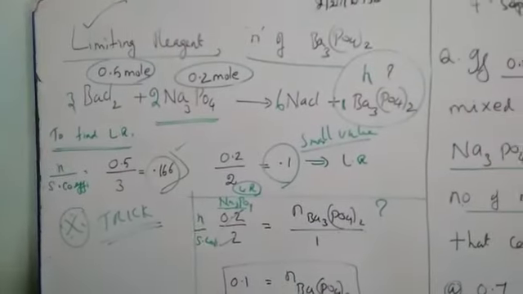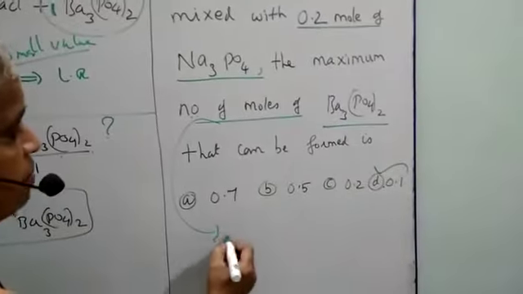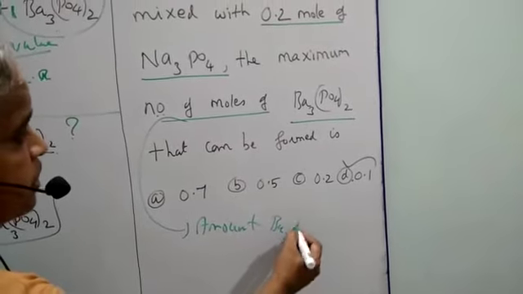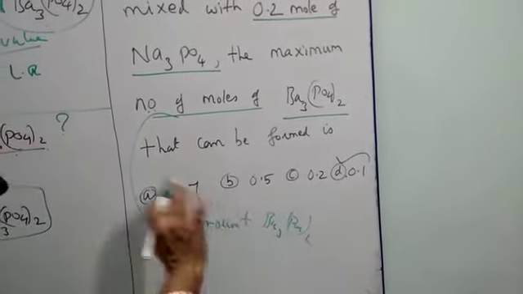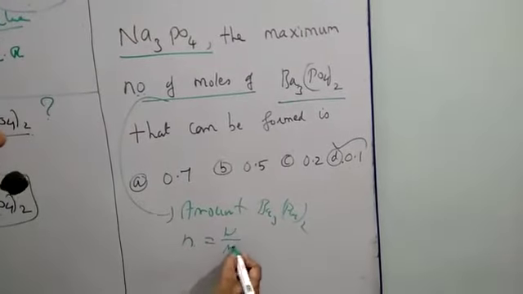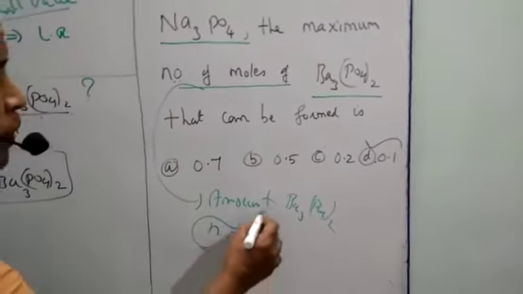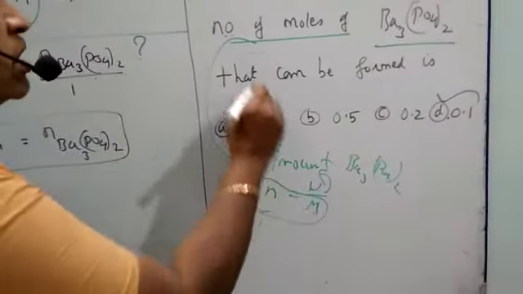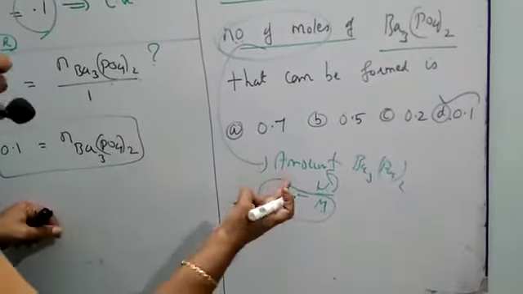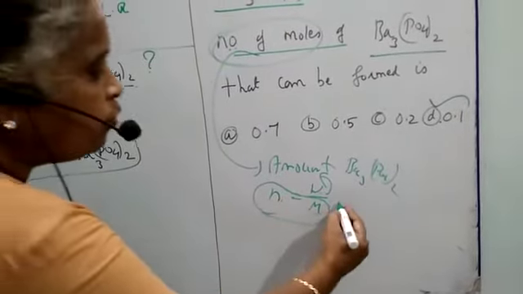Suppose this question is okay. Sometimes instead of the number of moles, they may ask for the amount of barium phosphate. Use the formula: number of moles equals given mass by molecular mass. If I multiply the number of moles by the molecular mass, you will get the amount. So in this, you should be very careful whether they are asking for the number of moles or the amount. For the number of moles, you stop here; for the amount, you have to go one more step.